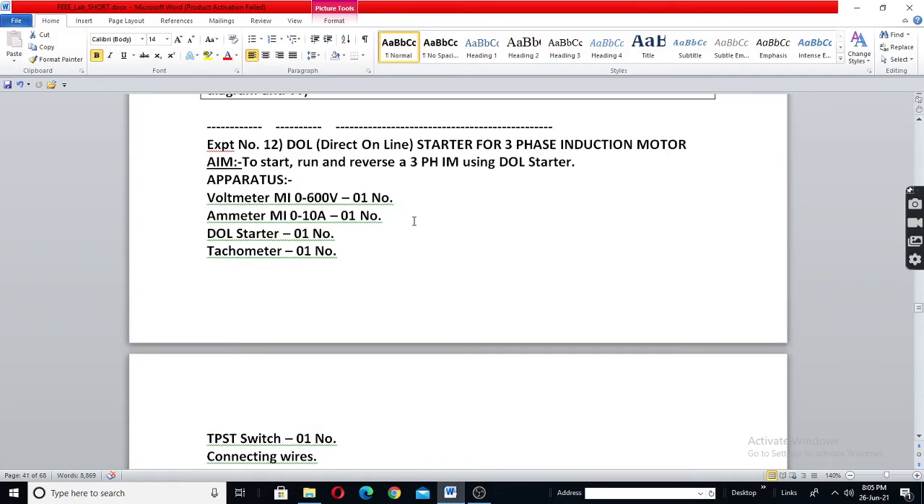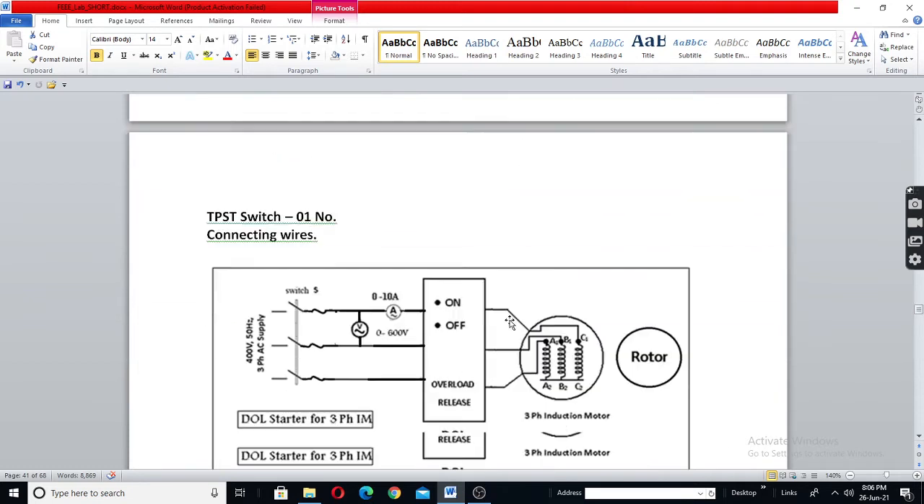Class 12, DOL starter, direct online starter for a three-phase induction motor. Starters are used for better or proper starting procedure, for safety, and also for extra facility during starting of a motor.